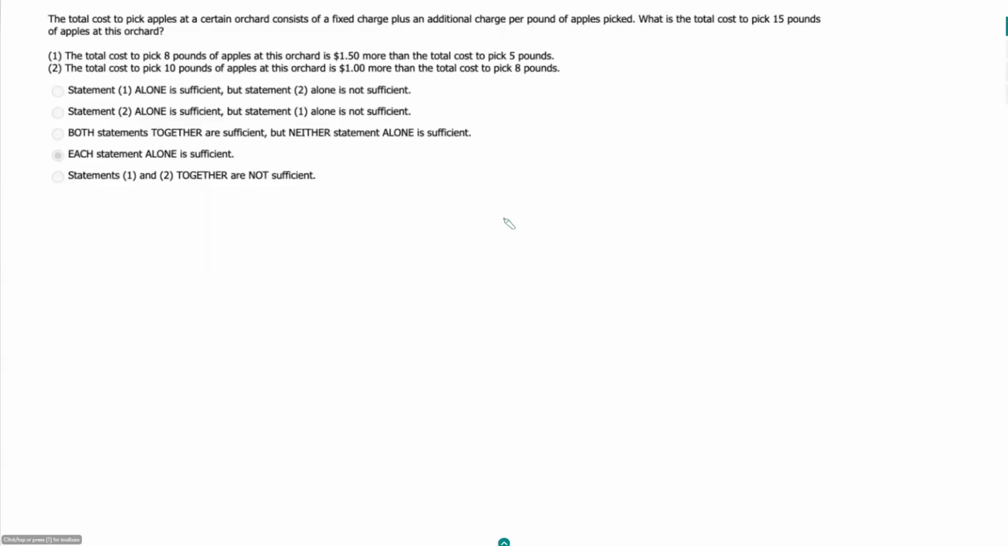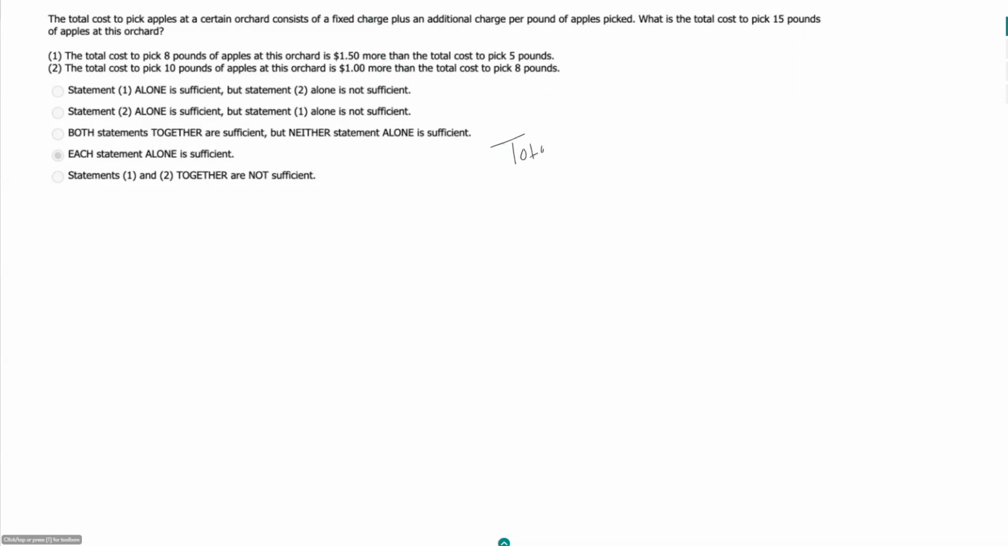The total cost to pick apples at a certain orchard consists of a fixed charge plus an additional charge per pound of apples picked. What is the total cost to pick 15 pounds of apples at this orchard? So let's get started translating this prompt.